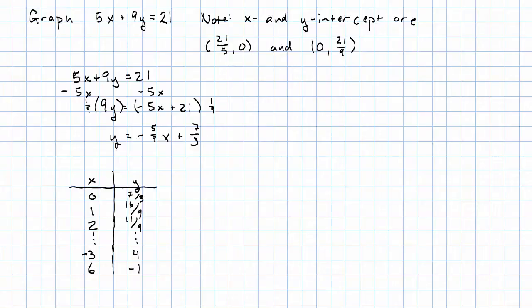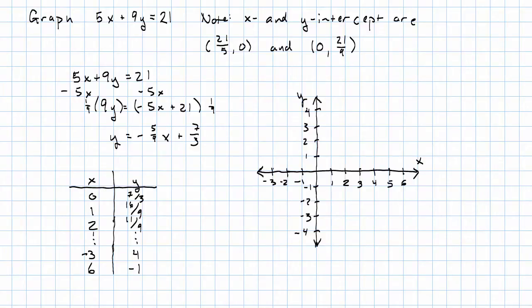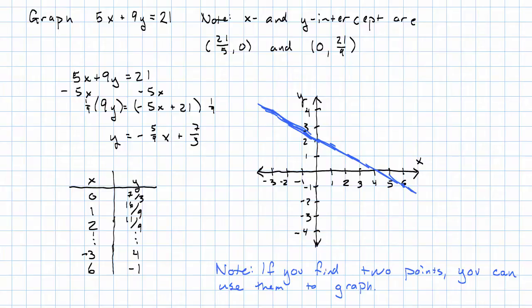I'm going to draw my axes. So I'll draw some axes that look like this. Again, making y a little longer to make the graph prettier. I'll plot my (-3, 4), and I'll plot my (6, -1), connect those, and I get my graph. So one thing to note, if you happen to find two nice points, you can just use them to graph.